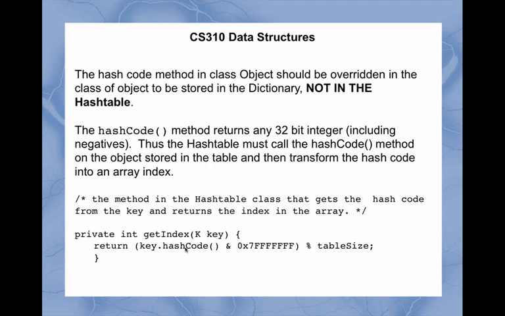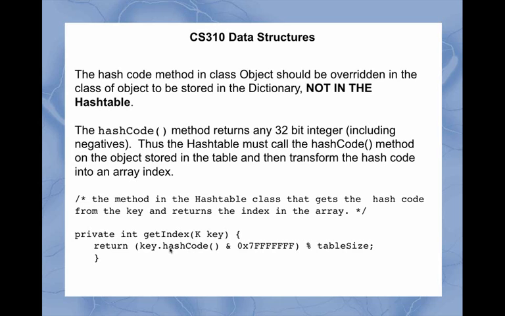So the hash code method never goes in hash table. If you have a string that represents your keys that you're storing in the hash table, then the hash code has to go in that string class, not here. But you call it. There's a separation of the logic. The items that are going in the hash table have the hash code method. But in the hash table, you actually take this hash code and transform it into an index. The hash code method returns a 32-bit integer. There's a separation of functionality here that I want to call your attention to.